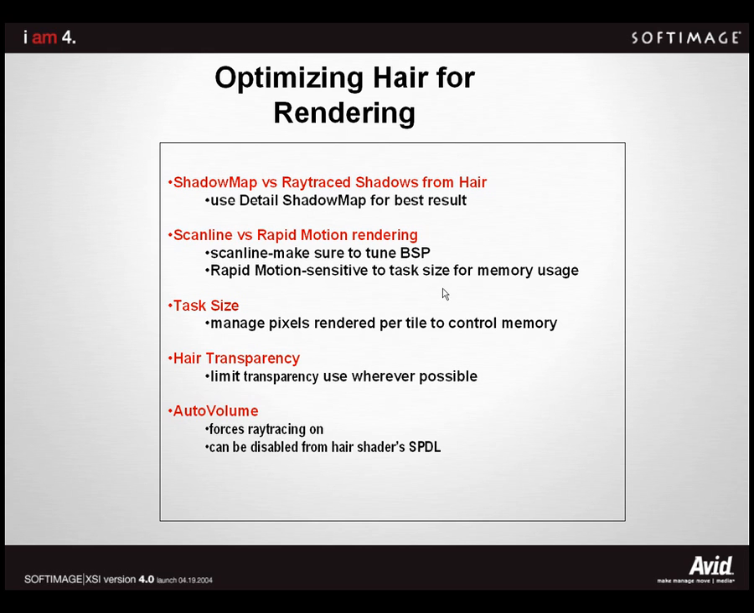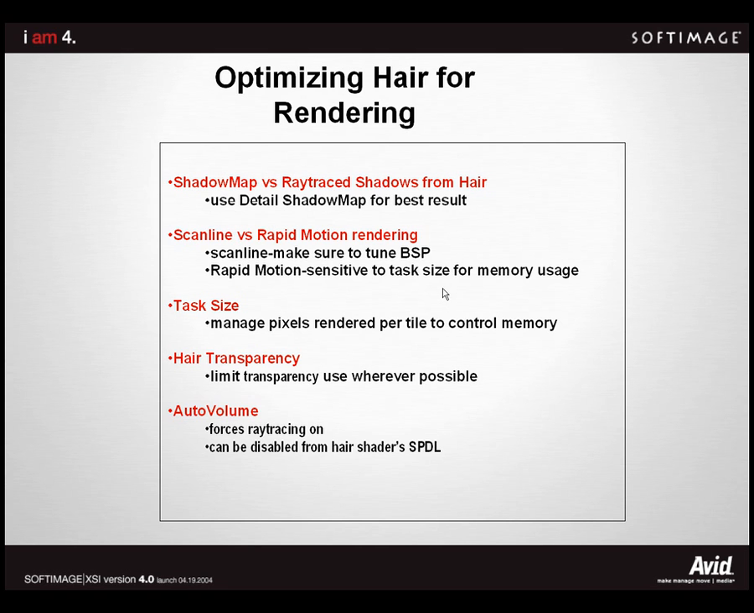A few things you can use to optimize the memory include adjusting the task size. This basically controls how many pixels are used per tile. Different techniques like Scanline versus rapid motion have different maximal task sizes to use. So if you look into the doc and some of the rendering statistics, you can see the optimal task size to use for your rendering method.